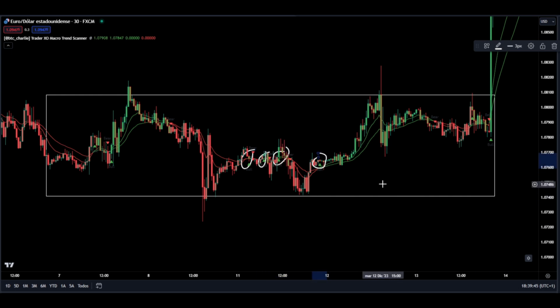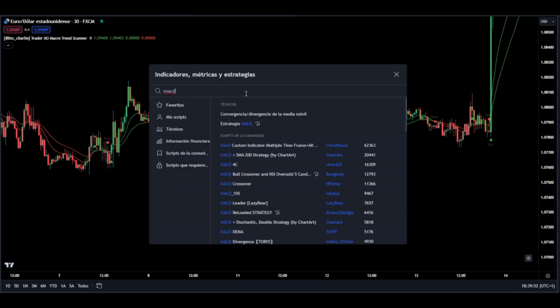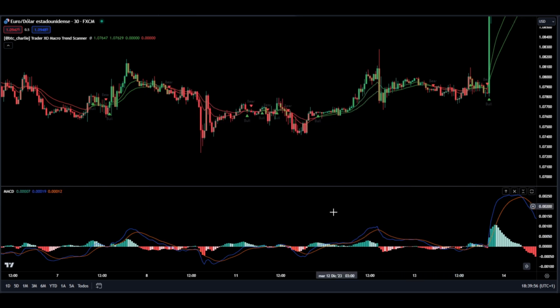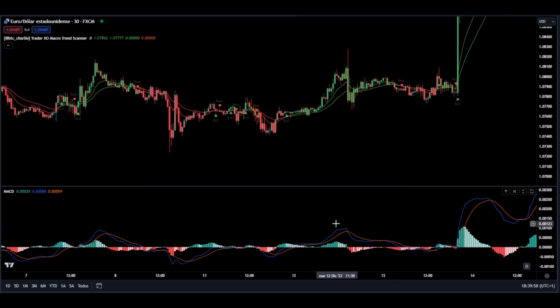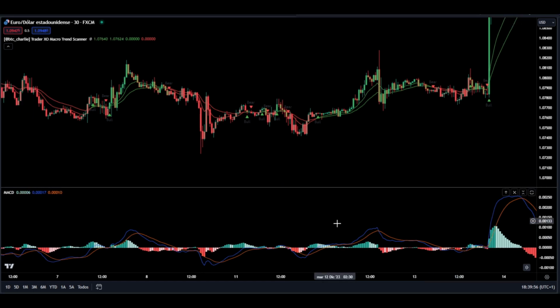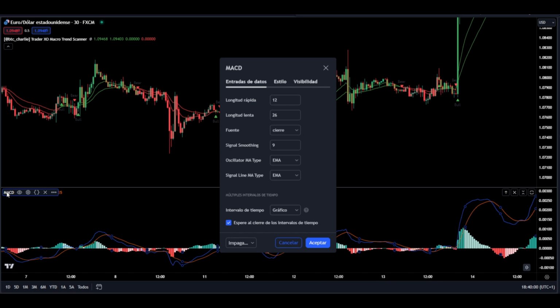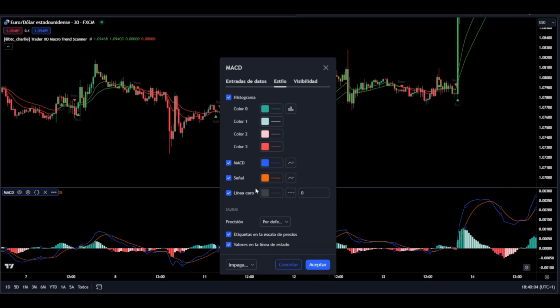We need to add another indicator to the chart. Open the indicator option, type MACD, and apply the Moving Average Convergence Divergence indicator to your chart. Now, this is how the indicator looks, and it contains some histograms, a signal line and a MACD line. So now we will change some settings of the indicator.